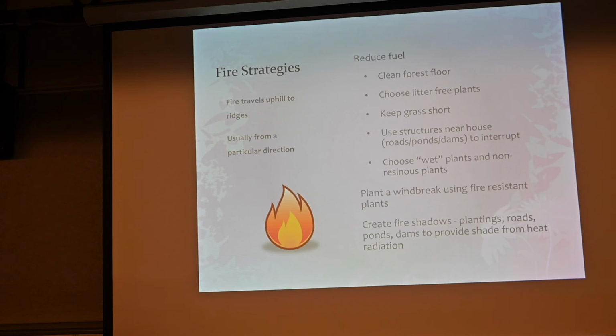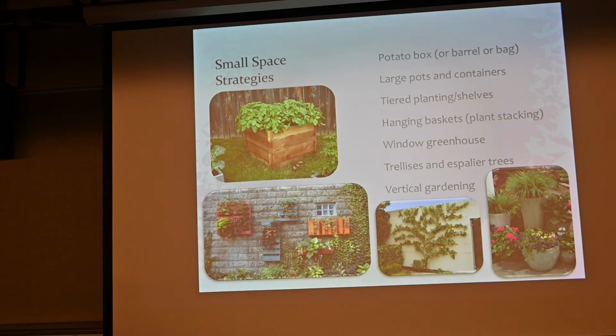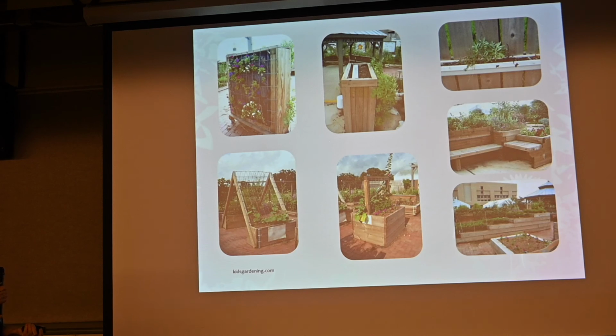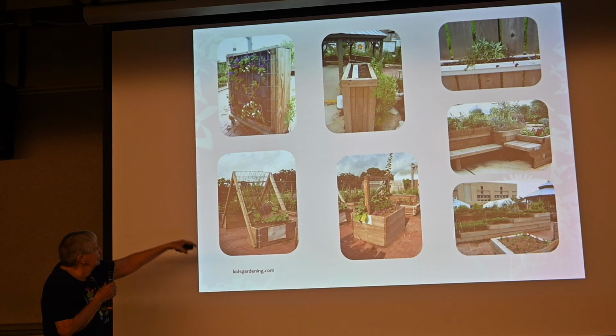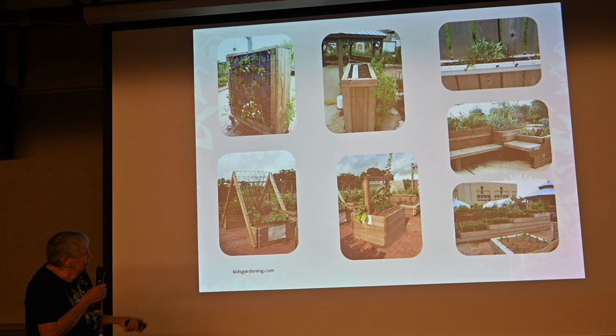Fire strategies. These are the things you need to do for fire. Small space: potato box. Large pots and containers over there. Tiered planting shelves. Next slide. Hanging baskets. Plant stacking. Window greenhouse. Trellises, espalier trees. Here's your espalier tree and vertical gardening. Here's some more: gutters on your fences. A bed trellis that's also a pathway. Other trellises, tiered beds.